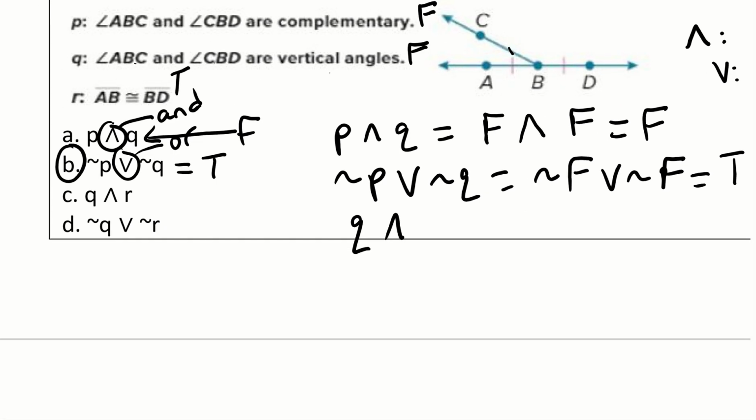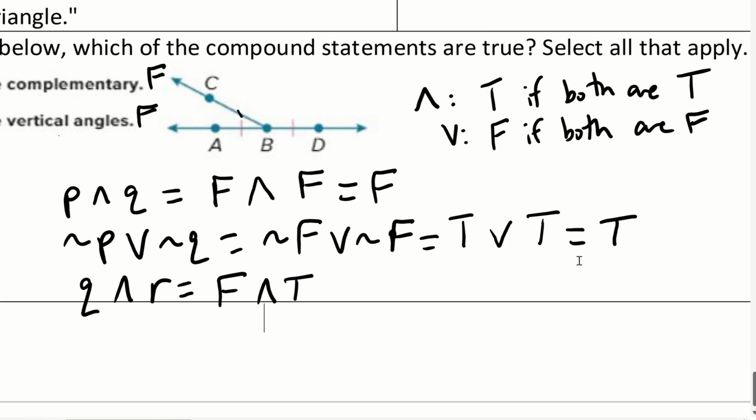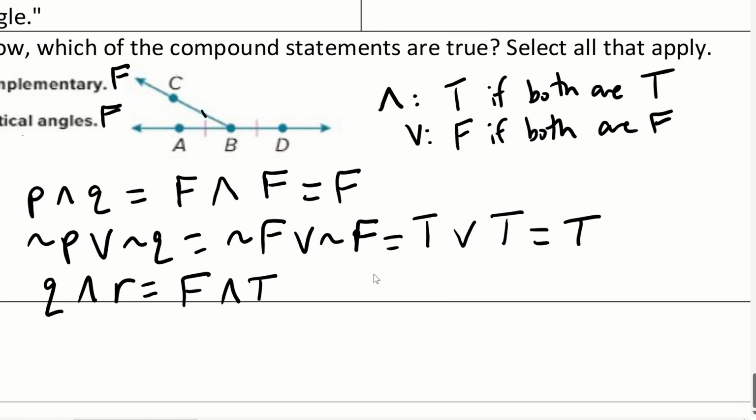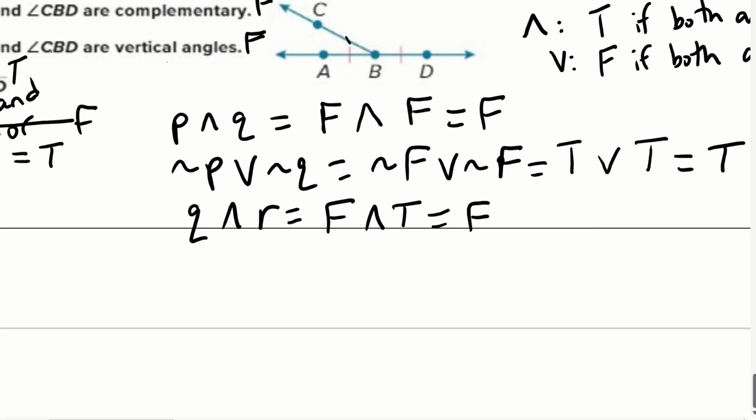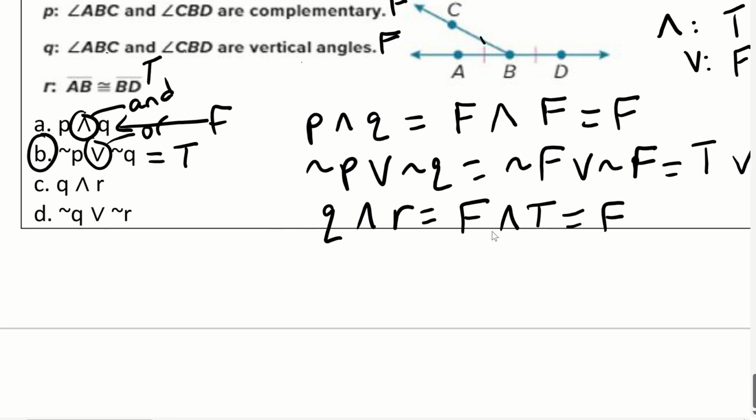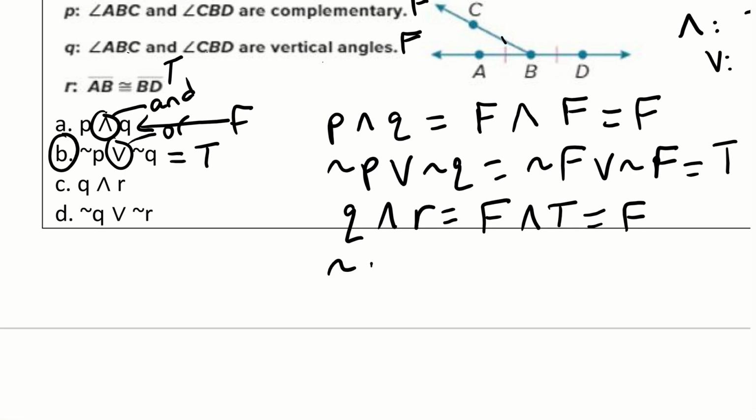Q and R. Q is false, R is true. False and true. But what we said is it's only true if both of them are true. That's not the case here, so therefore this is false. Okay, both of them have to be true for this to be true. Since one of them is false, it's false. All right, let's look at the next one, the last one.